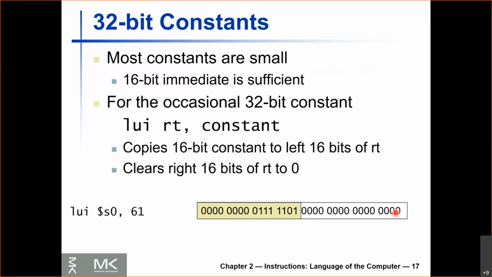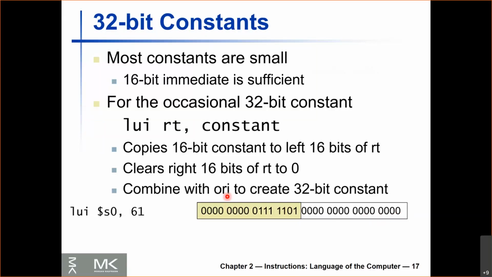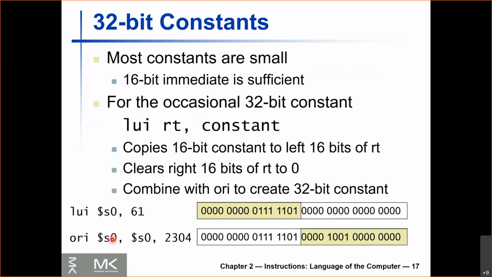Remember, we said before, how do we set specific bits inside of a register? We're going to have some mask, and the instruction that does that masking is the OR instruction. So we're going to combine the load upper immediate with OR immediate to set the remaining 16 bits. If we do OR immediate S0 S0 and then give it some value, it will set the lower 16 bits to the binary value of whatever value we give.